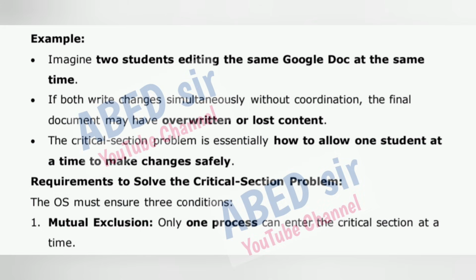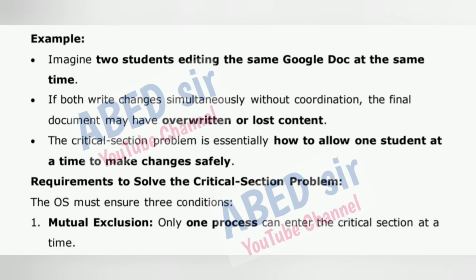Example. Imagine 2 students editing the same Google Doc at the same time. If both write changes simultaneously without coordination, the final document may have overwritten or lost content. The critical section problem is essentially how to allow one student at a time to make changes safely.